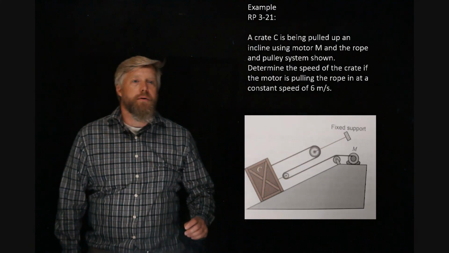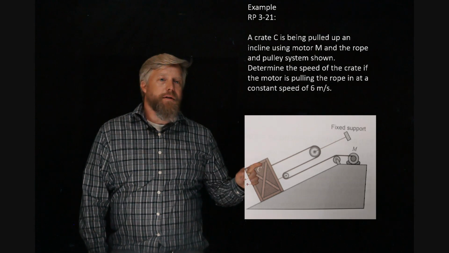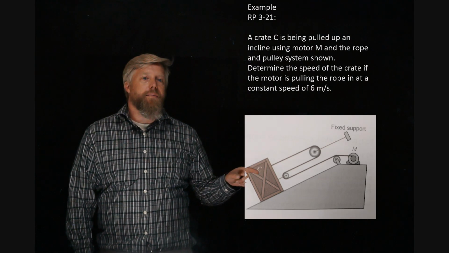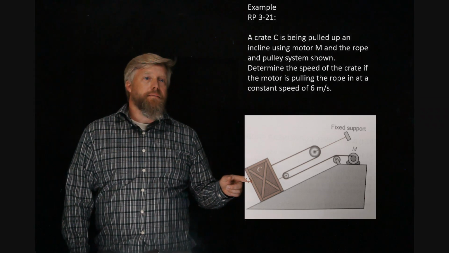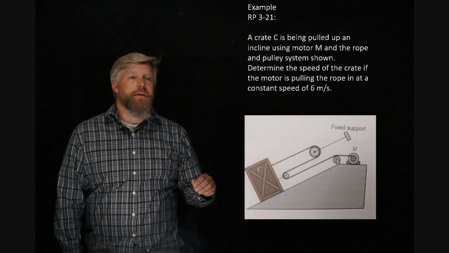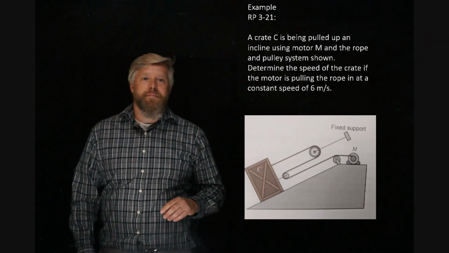Okay, here's the problem we'll be doing. A crate C, you can see the crate right here, is being pulled up an incline using the motor and pulley system shown. Determine the speed of the crate if the motor is pulling the rope at a constant speed of 6 meters per second. Okay, that's what we're going to solve.